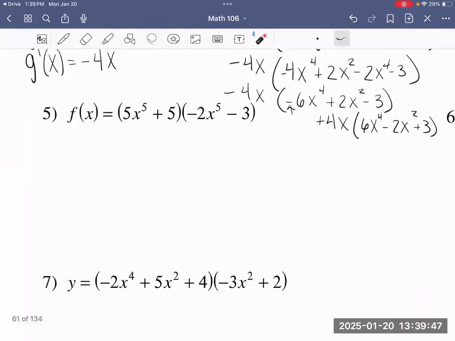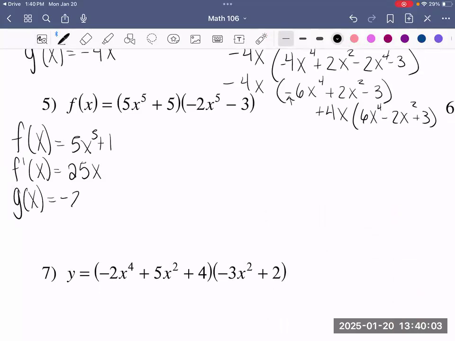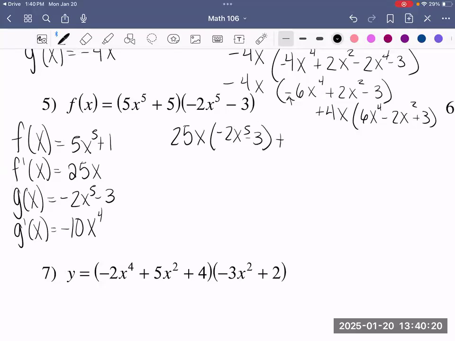Let's do it one more time. So we have f of x, 5x to the 5th plus 5, for 25x. G of x is that second parentheses. G prime of x is equal to negative 10x to the 4th. Let's put it all together. Let's take f prime of x times g of x plus f of x times g prime of x.